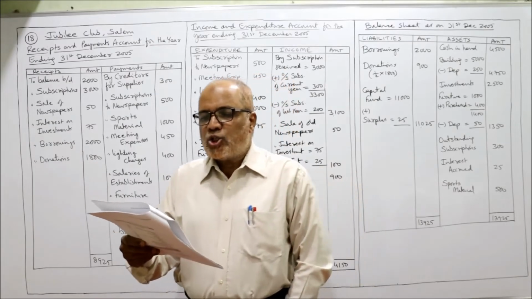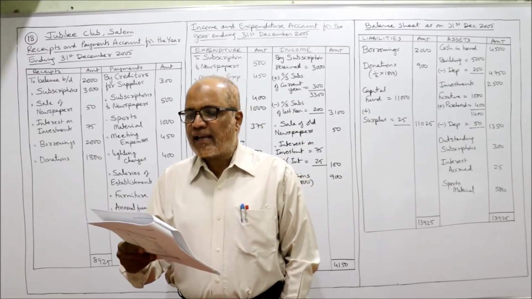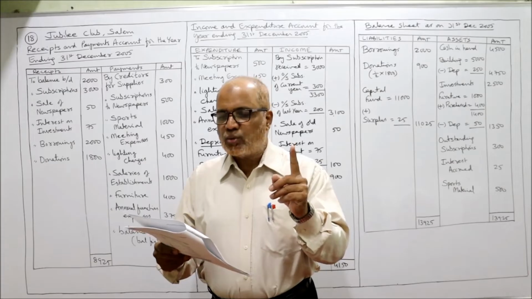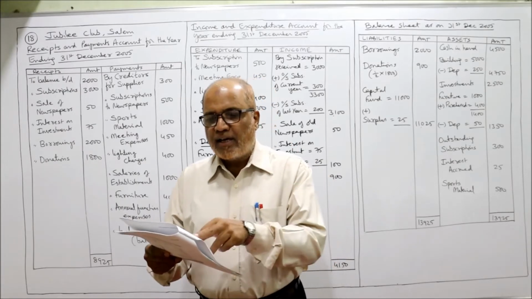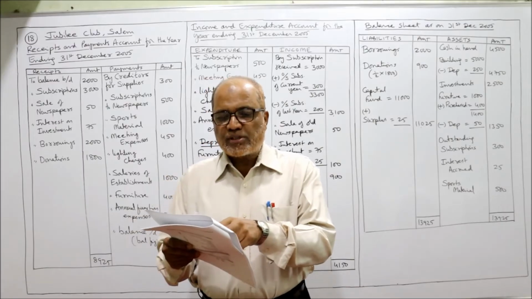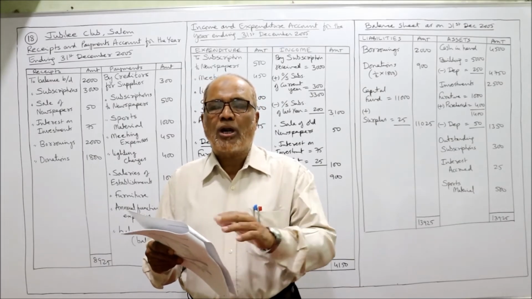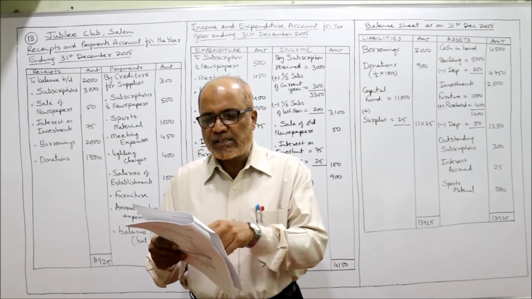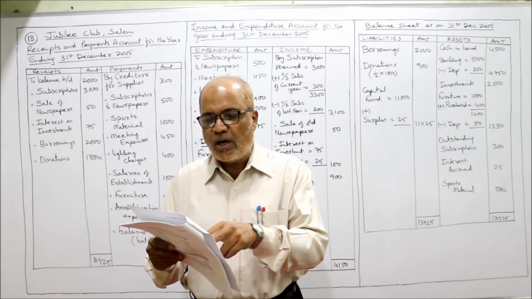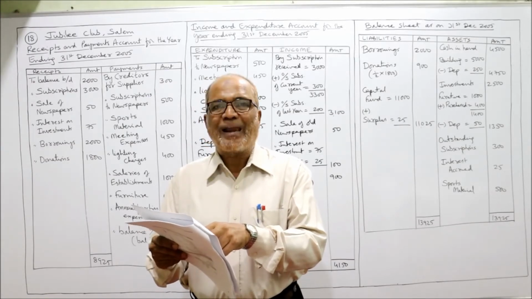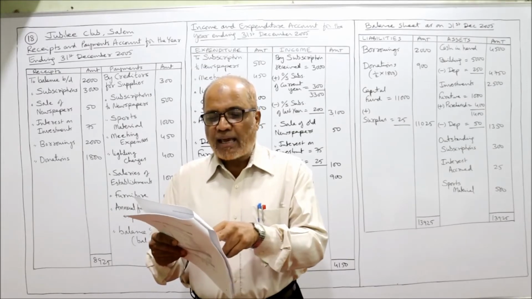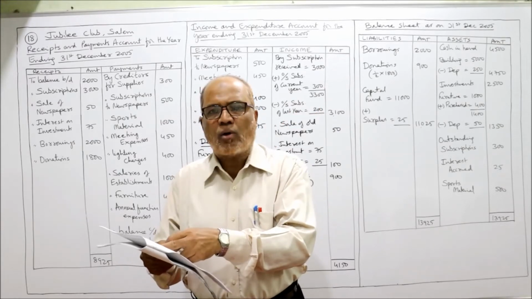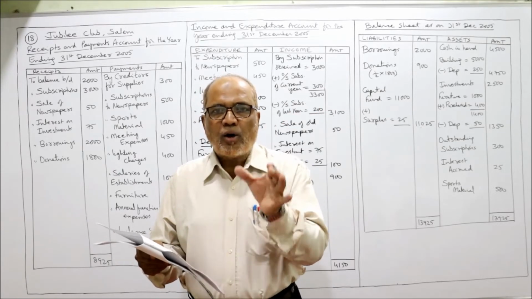See the 18th one. The Jubilee Club Salem had the following assets and liabilities on 1st January 2005. At the beginning of the year, assets and liabilities are given. Cash in hand 2,000. Subscription receivable, means subscription outstanding at the beginning of the year, 200. Furniture 1,000, sports material 600, investment 2,500, building 5,000, outstanding creditors for supplies, a liability, 300, and capital fund 11,000. So there is no need to make the opening balance sheet, because the capital fund is already given.